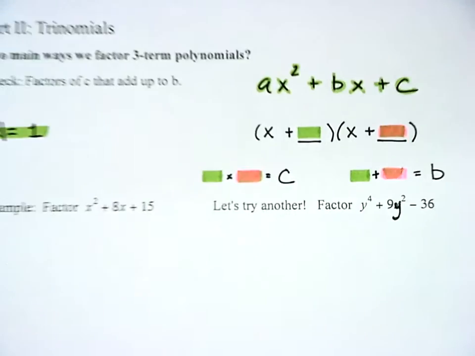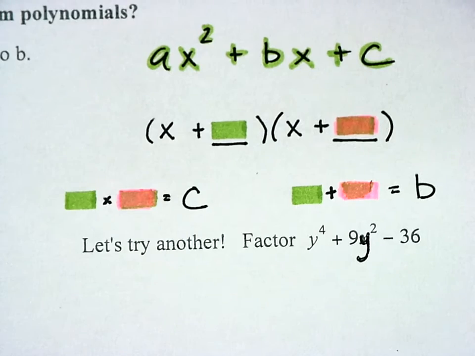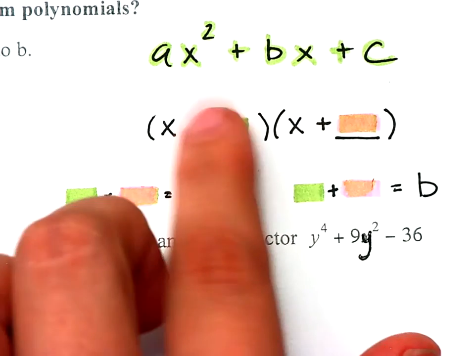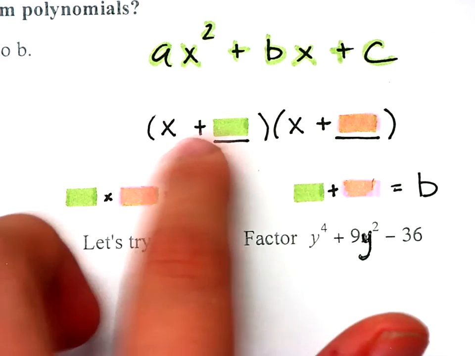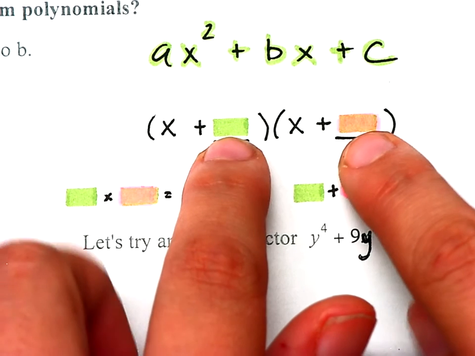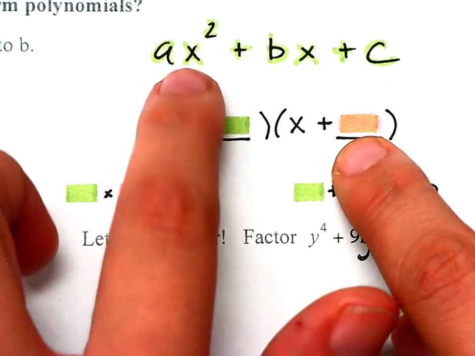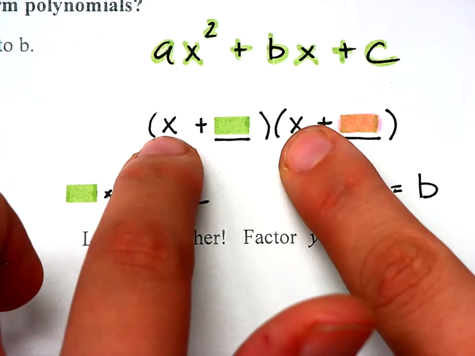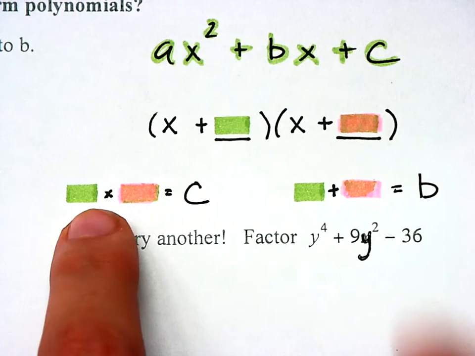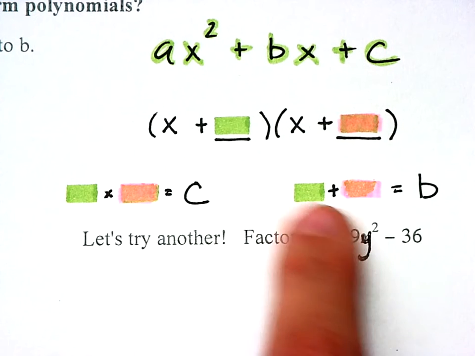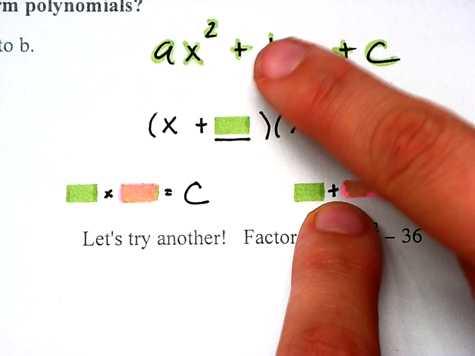In order to use our guess and check method, we are going to set up, kind of like the first video, 2 sets of parentheses. We've got x plus and x plus. What we're really trying to figure out is the values that go here. So we know it's an x squared, so these both have to be x. These numbers have to multiply to give me c, and they have to add together to give me b.